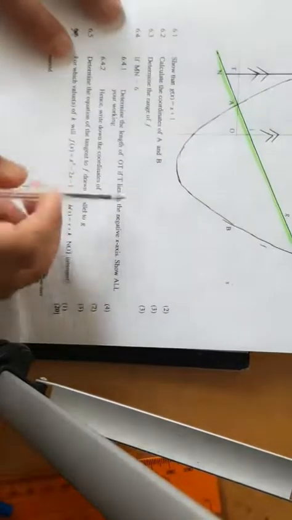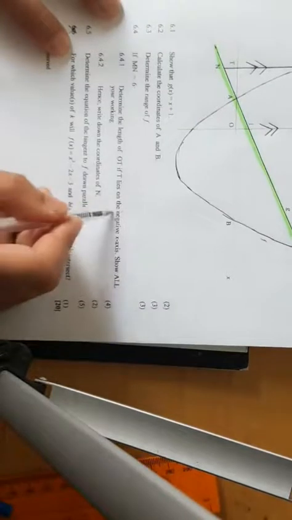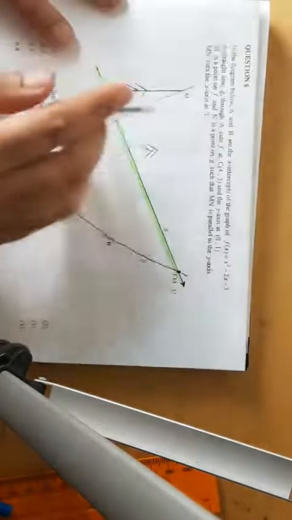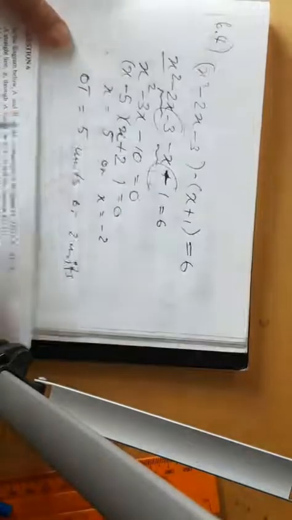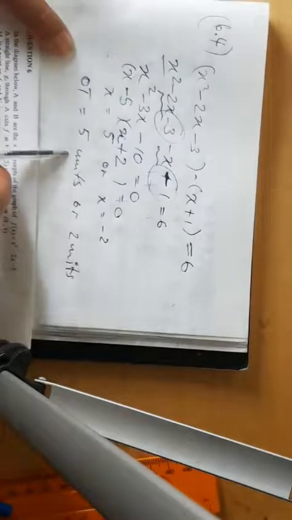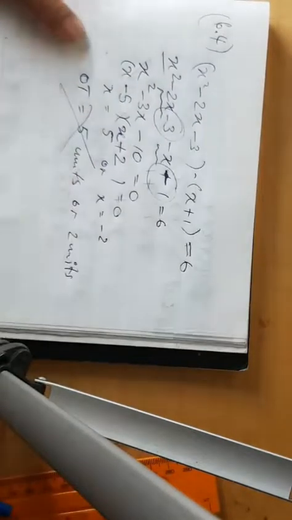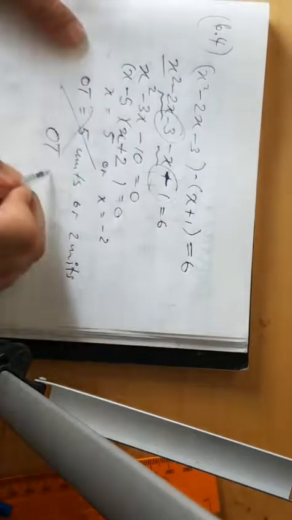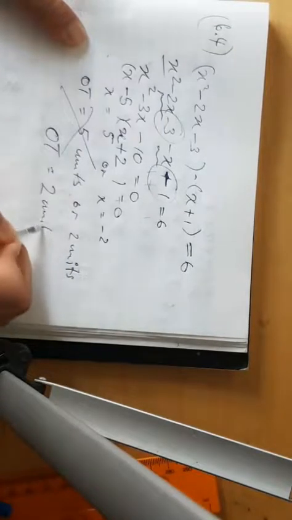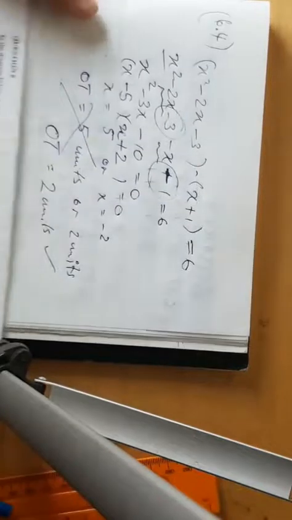But they already told us here that x is on the negative x-axis, so it's here. So one x value was 5 and the other one was 2, so 5 is not going to be one of your answers. So the length of OT is going to be equal to 2 units, and this here is your final answer.